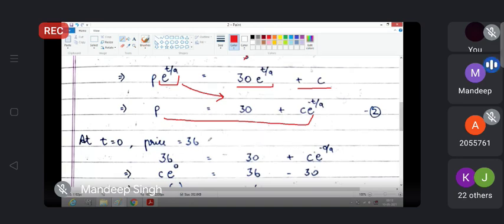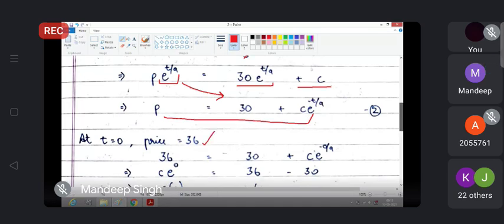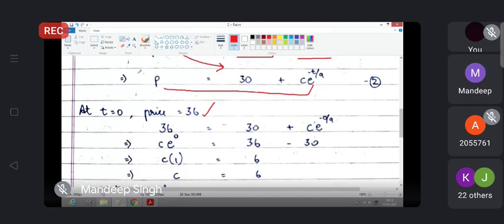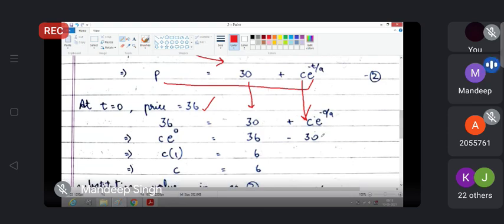Now it is given to us that at time 0 price is 36. ठीक है, कुछ नहीं करना, पुट कर देनी वैल्यूज. p is 36, left hand side is 36 is equal to 30 as it is, c as it is, e raised to the power 0 by 9. Taking c on the left hand side, c into e raised to the power 0, 0 divided by 9, 0, ठीक है, is equal to 36 minus 30.